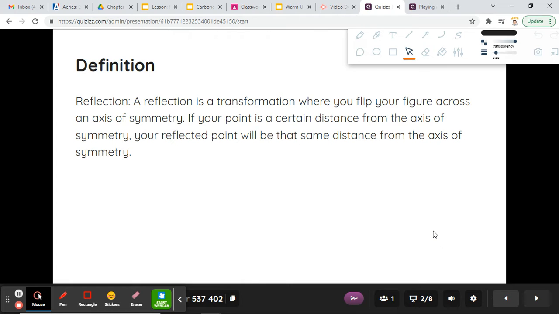Now, the big key topic here. If your point is a certain distance from the axis of symmetry, your reflected point is going to be that same distance from the axis of symmetry. So if my point is 2 units to the left of my axis of symmetry, my reflected point is going to be 2 units to the right of the axis of symmetry. If my original point is 5 units above the axis of symmetry, then my reflected point will be 5 units below the axis of symmetry.